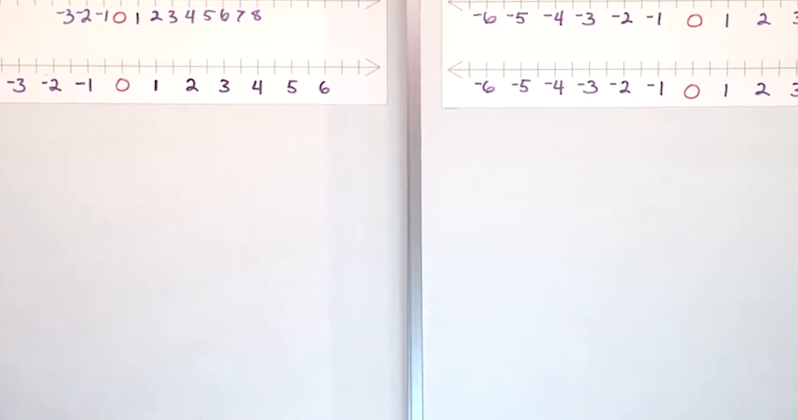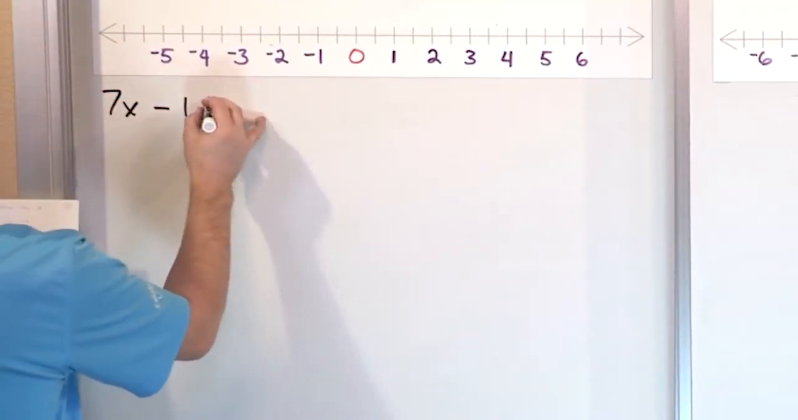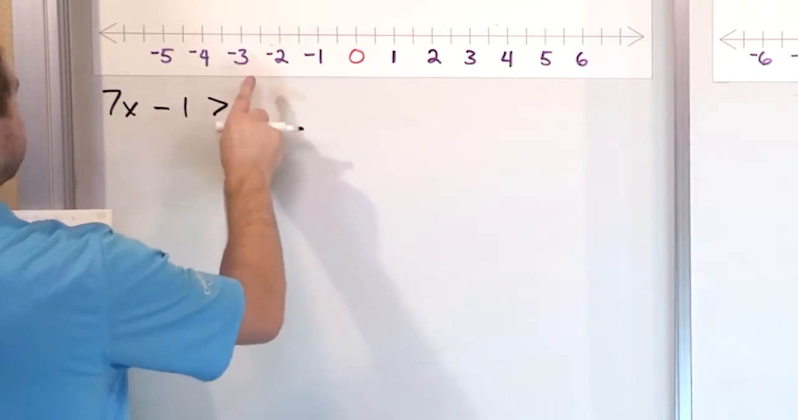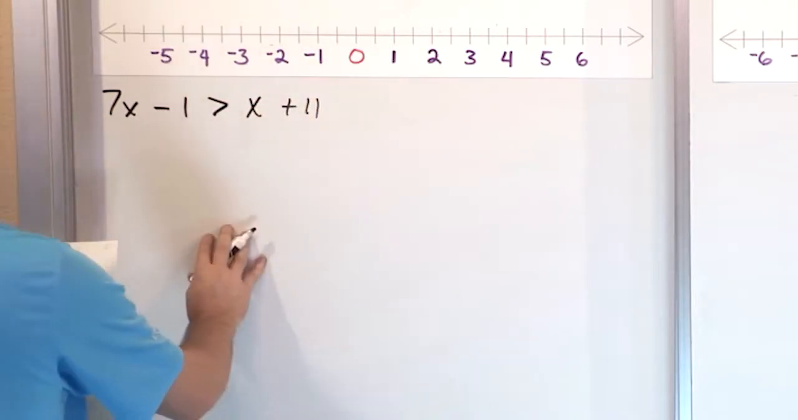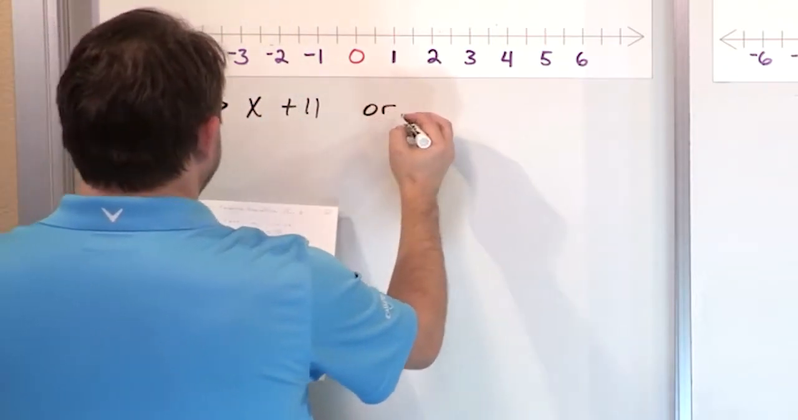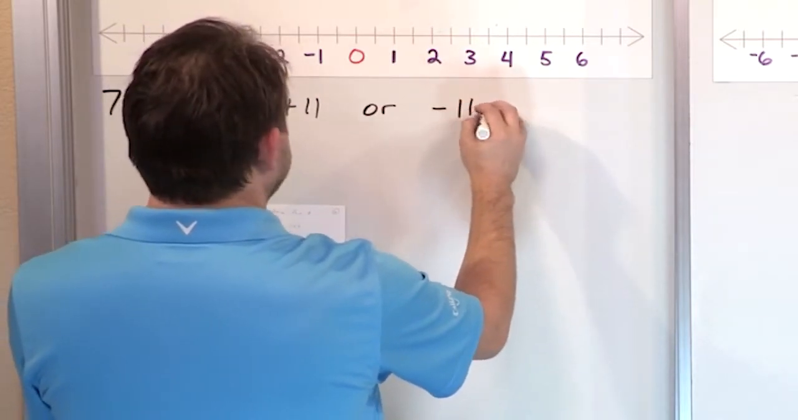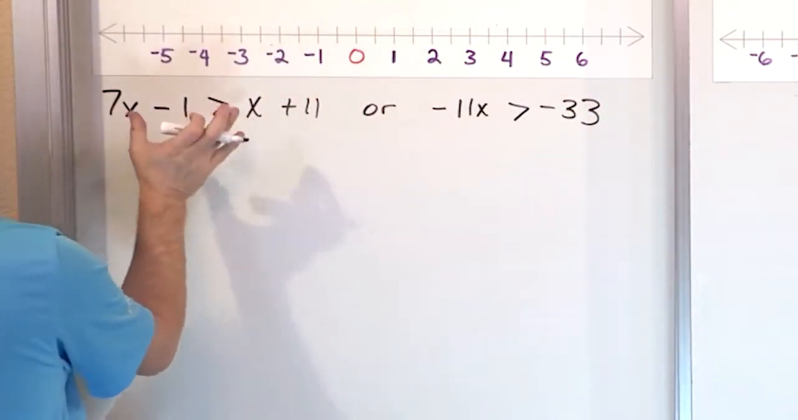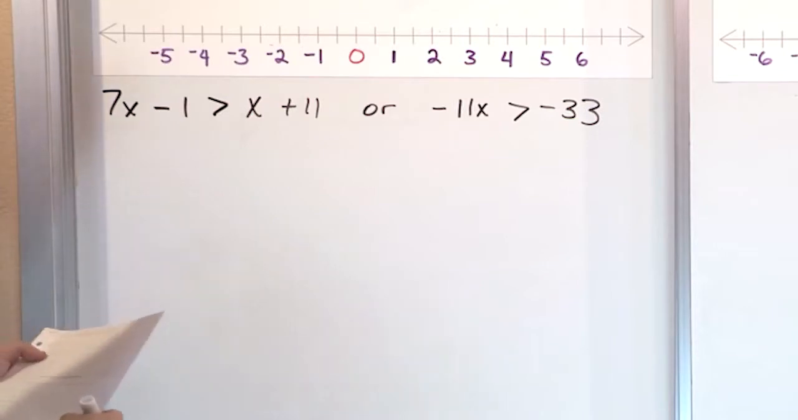Okay, our first example is going to be 7x minus 1 greater than x plus 11, and that's going to be ORed with negative 11x is greater than negative 33. So here's two inequalities, and we're saying this one has to be true or this one. What does it look like from a solution set point of view?